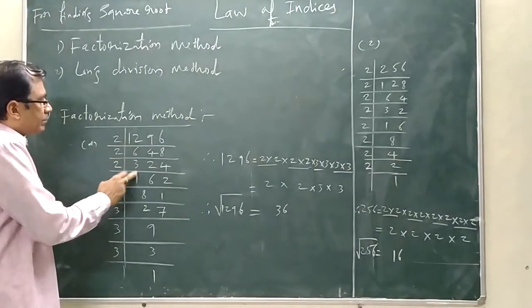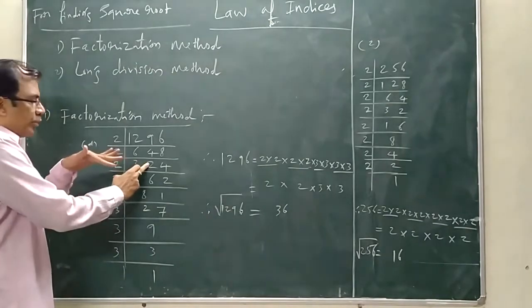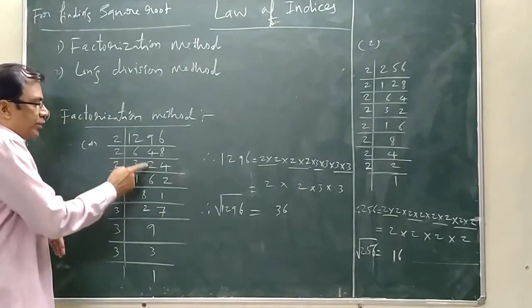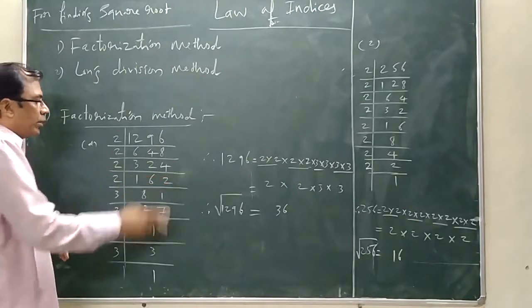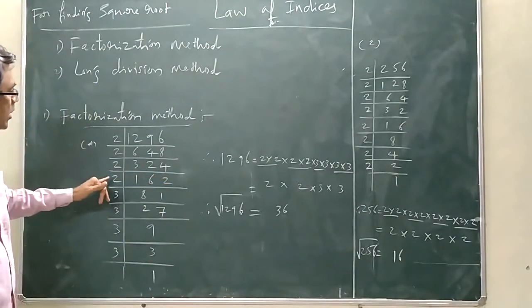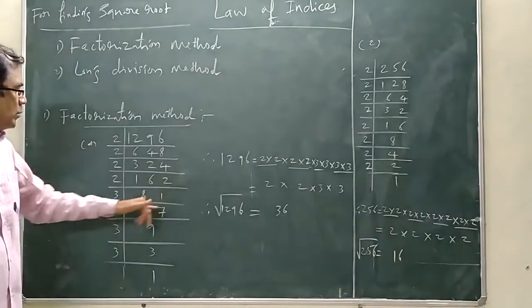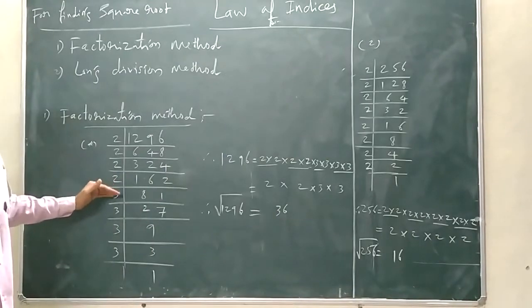2 ones are 2, 1 left, it will go to the next number. It will become 12. 2 6s are 12. Next 2 2s are 4. Again repeat. 2 8s are 16. 2 1s are 2. Next you have to take from here forward onwards.